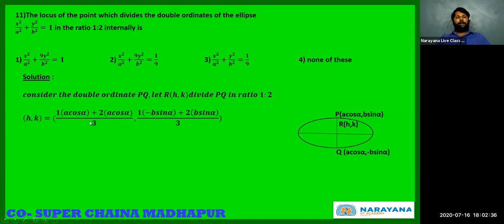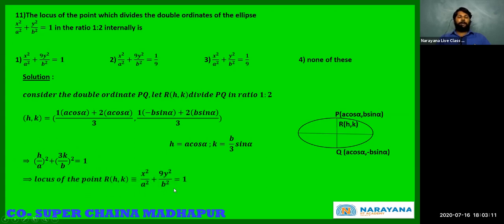So h is going to be anyway a cos alpha because this is a vertical line, the double ordinate. And k, applying the section formula, will give me minus b sin alpha plus 2 b sin alpha upon 3, so b sin alpha upon 3, right? So h is a cos alpha, k is b by 3 sin alpha. From this I can get cos alpha and sin alpha. Cos alpha is h by a, sin alpha is 3k by b, square and add. Correct? Squaring and adding, h by a the whole square plus 3k by b the whole square is equal to 1. This is the equation of my locus. Correct? So x square by a square plus 9 y square by b square is equal to 1. Got it? Okay. Is this clear now?